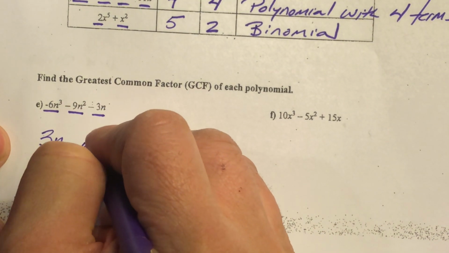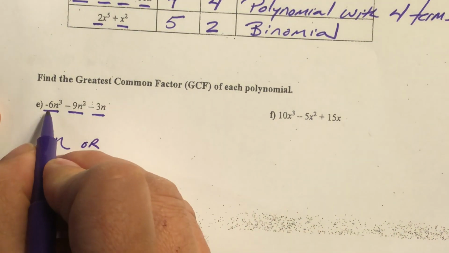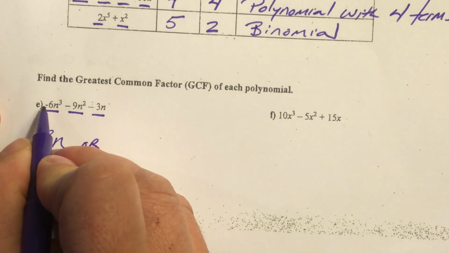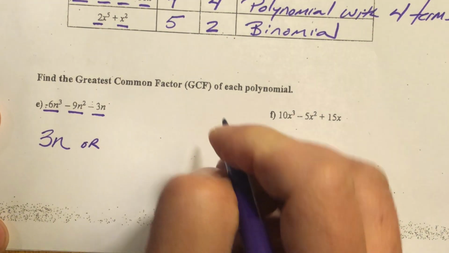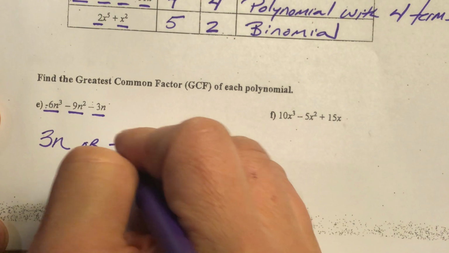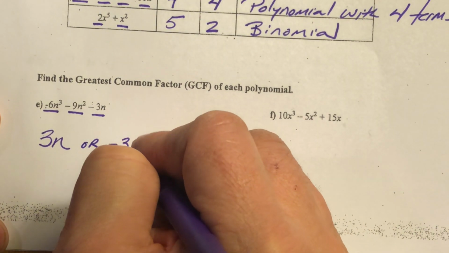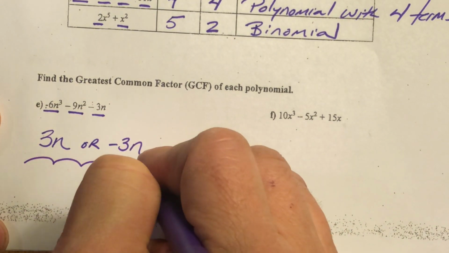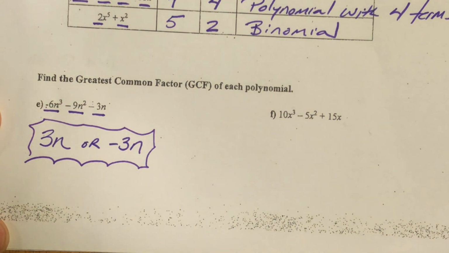Or another way you could think of this is, since these all have a negative, this is a -6, -9, -3, you could pull out a -3 and also the n. So either one of those would be acceptable.